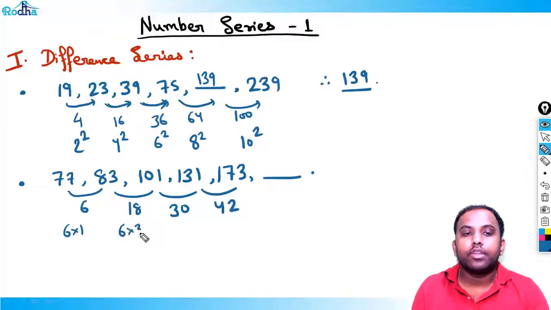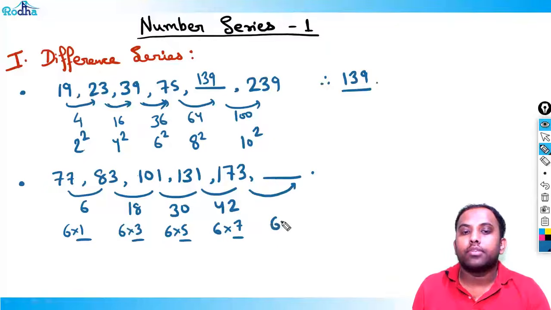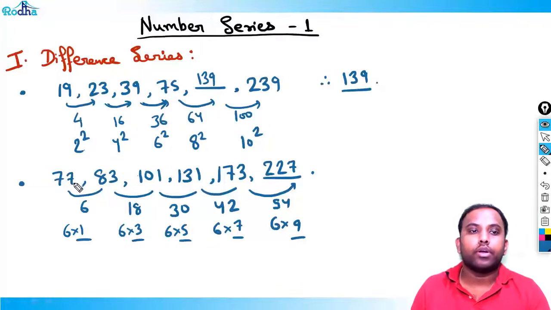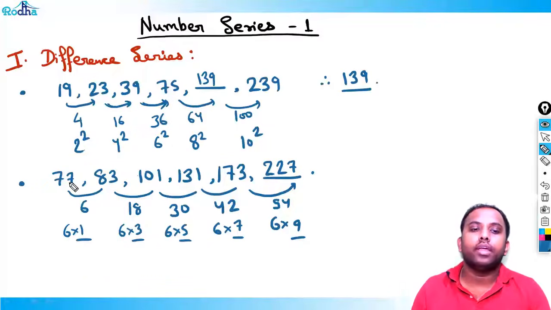This is 6 into 3, this is 6 into 5, this is 6 into 7. So these are alternate odd multiples of 6. The numbers are 1, 3, 5, 7. So next will be how much? The next odd multiple of 6 is 6 into 9, that is 54. If you add 54 to 173, it will be 227. So this difference could be basically anything.